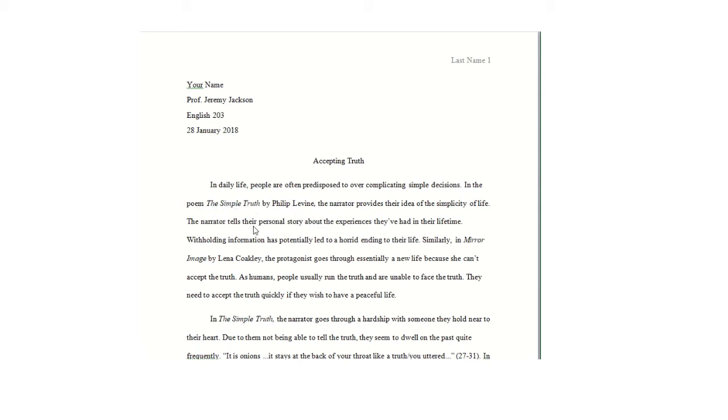The narrator tells their personal story about the experience that they've had in their lifetime. That's fine. Withholding information has potentially led to a horrid ending to their life. Similarly, in Mirror Image by Lena Coakley, the protagonist goes through essentially a new life because she can't accept the truth. As humans, people usually run the truth, I'm not sure what that means, and are unable to face the truth. They need to accept the truth quickly if they wish to have a peaceful life. All right, so he's comparing The Simple Truth, the poem, to another piece of literature.